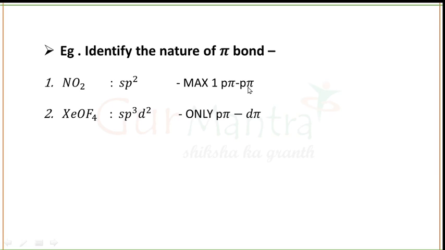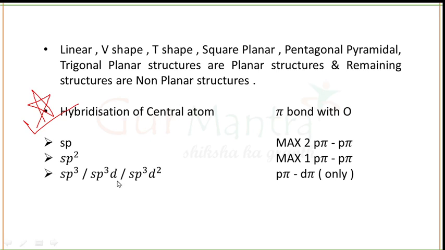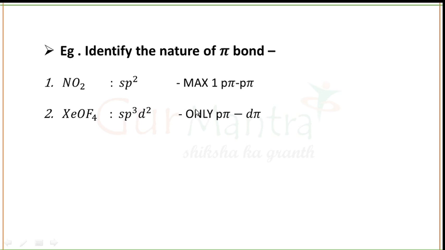Next, in case of XeO4, when you calculate the hybridization state, you will get to know the hybridization state is sp3d2. Now in case of sp3d2, maximum p pi-d pi bonding is present. That's why it has been written here, only p pi-d pi bonding is present. Now I hope you all are clear about the nature of pi bonding with oxygen.